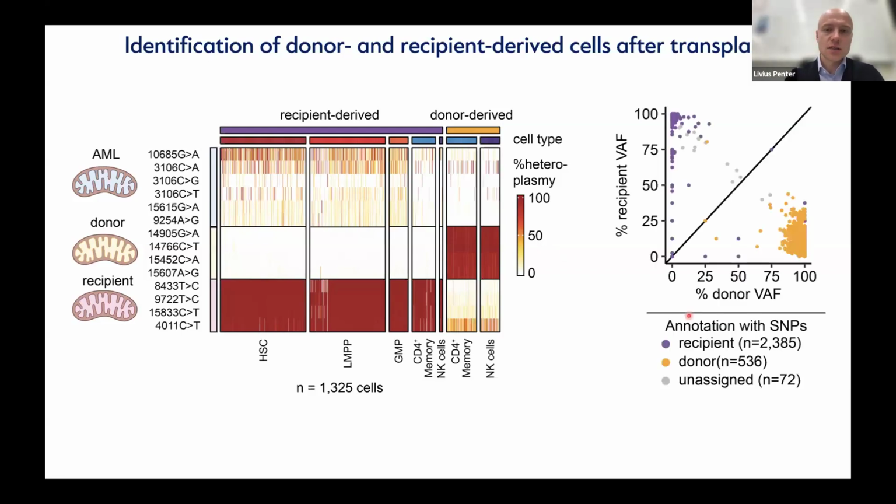And I just want to convince you that the donor-recipient deconvolution with mitochondrial DNA mutations is pretty good by comparing it with donor and recipient identification using single nucleotide polymorphisms. And we actually see very good agreement with both approaches.